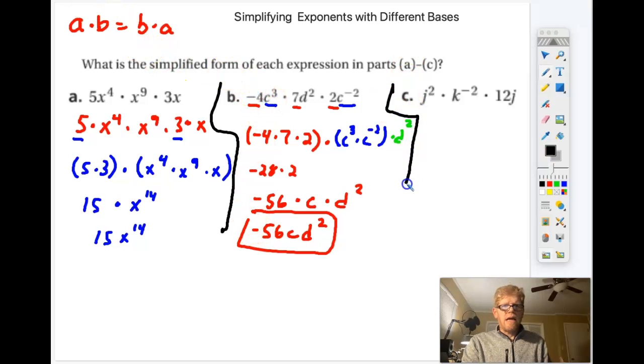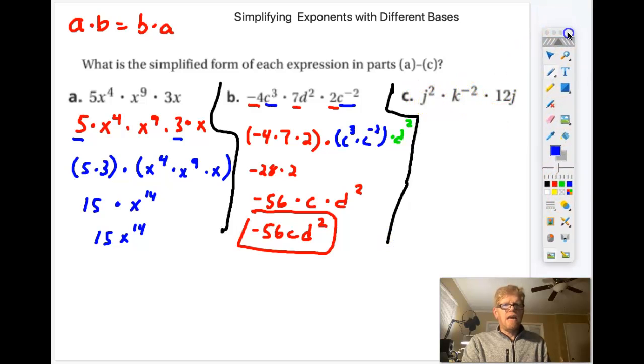And let's do one last example. We'll take this one here: j to the second times k to the negative second times 12j. So we can see that we only have one constant here in the front, and that's just our 12. All the rest of these are technically being multiplied by 1, but we're not going to write that in. So we lead with 12. Now, we can combine our j's. So we'll combine j to the second right there with j to the first.